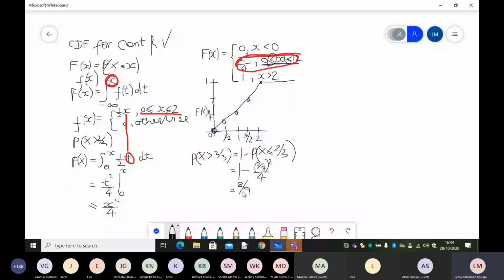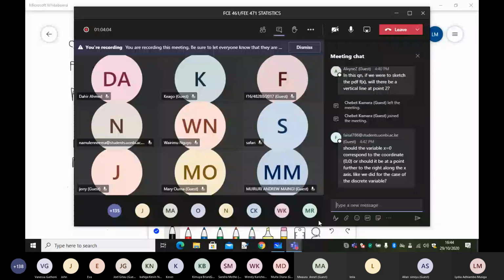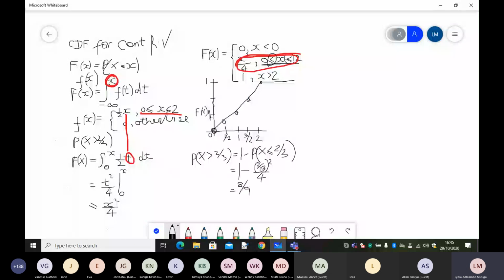There's another question. Okay. Now, for this example, somebody is asking where the point x is equal to 0 should be. Where the point x is equal to 0 should be.